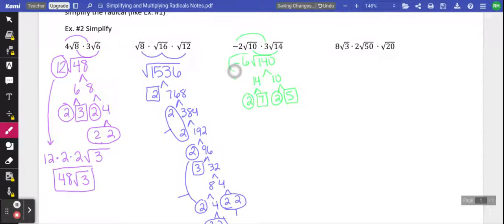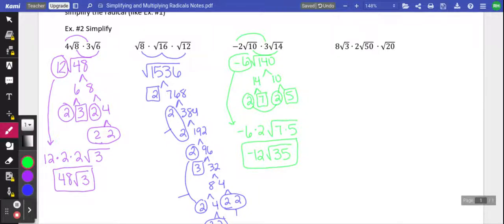Now, I already have a 6 that has to start our process. So negative 6, a pair of 2s here means times 2. Underneath would be 7 times 5. So this gives me negative 12 times the square root of 35. Okay, doing great. One more here.